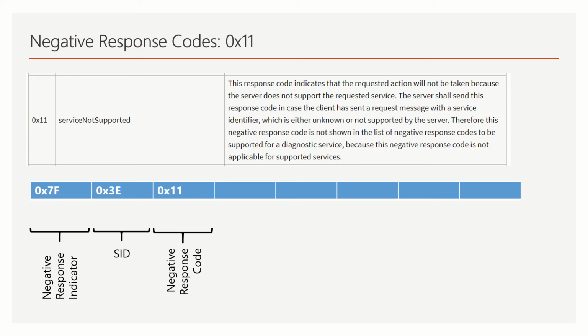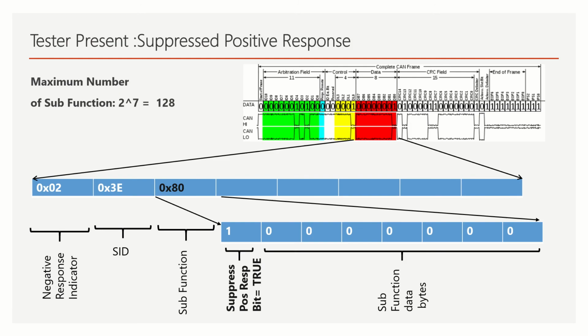Let's say the service which we are executing is not supported. In this case, if the service itself is not supported, then NRC 11 will be sent. The second one: let's say you have a request 02 3E 80. In this case, the positive response will not be sent, only a negative response, if there is one, will be sent.